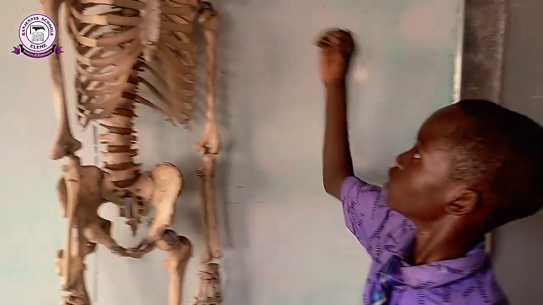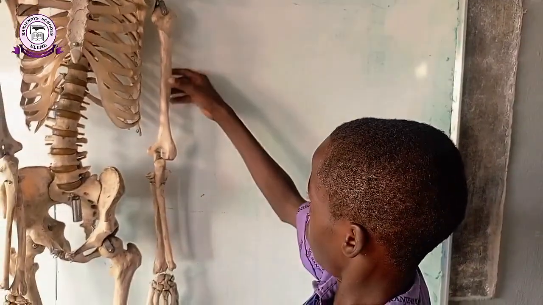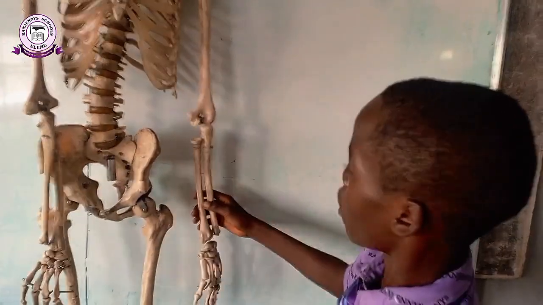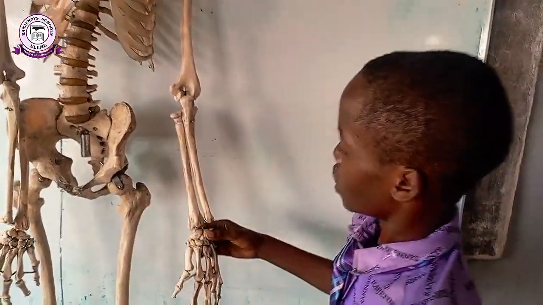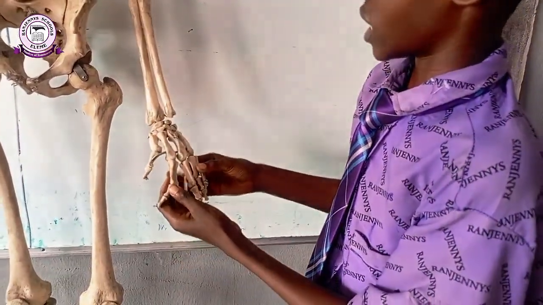The forelimb consists of 2 scapulae, 2 clavicles, 2 humerus, 4 radius and ulna. This is the radius and this is the ulna. 16 carpals, 10 metacarpals, and 28 phalanges.